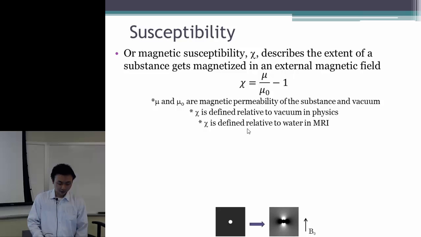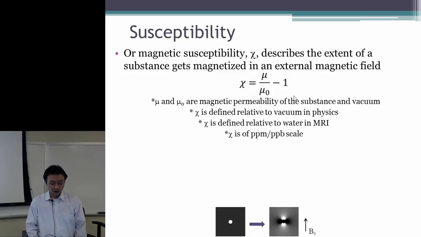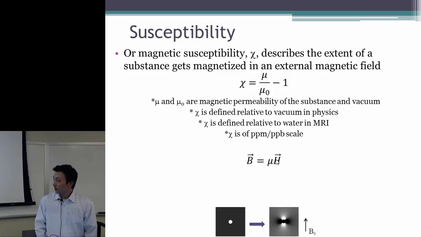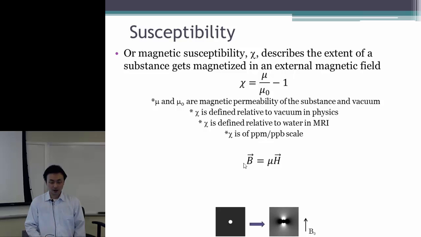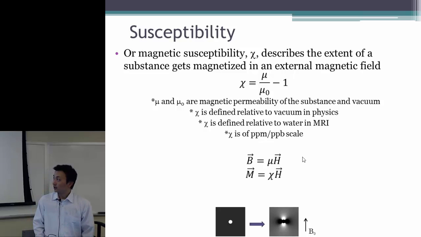But for MRI, it's usually difficult for us to encounter any vacuum situation, so in MRI, chi is defined relative to water. The value of the susceptibility is usually in ppm, parts per million, or ppb, parts per billion, so it's a very small scale factor. The magnetic permeability determines how much magnetic field can exist inside an object inside the external field, while the susceptibility determines how much magnetization it can generate inside the object.